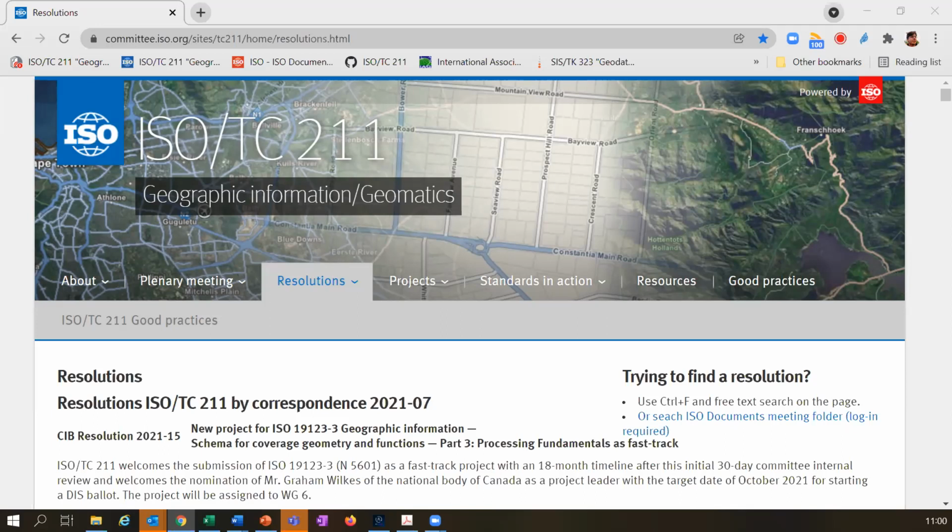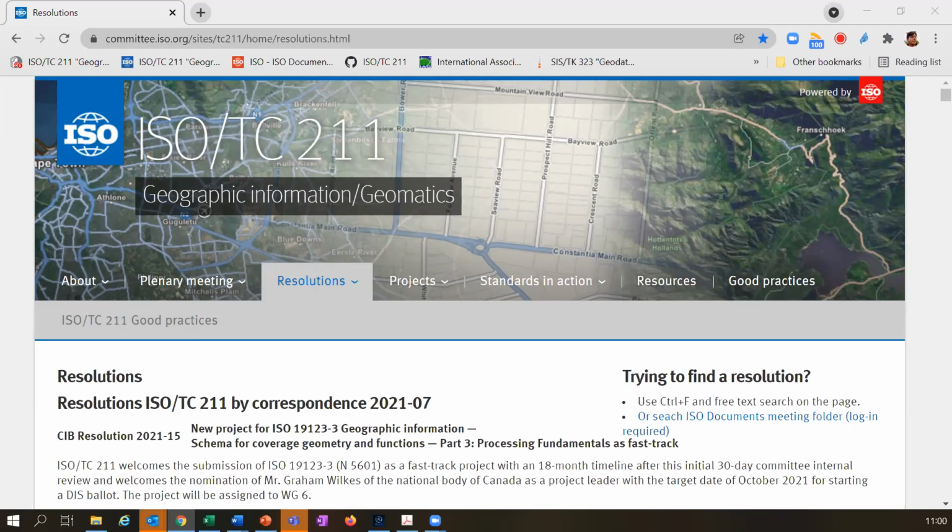ISO TC211 good practice. It started off with the exciting part of having our resolutions on the web, and we have actually taken a little bit more than 1,000 resolutions or something like that. So it's a lot of resolutions in here, and you can find them all and things like that. But how do you know which of them are the important ones? How do you know which of them affect the way we work when we are producing our standards in TC211?